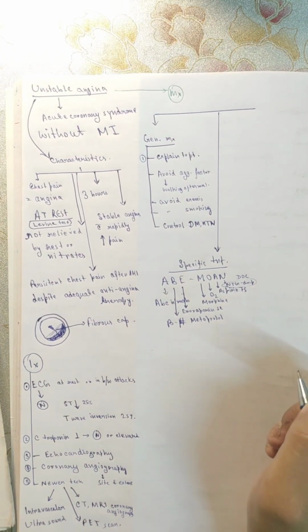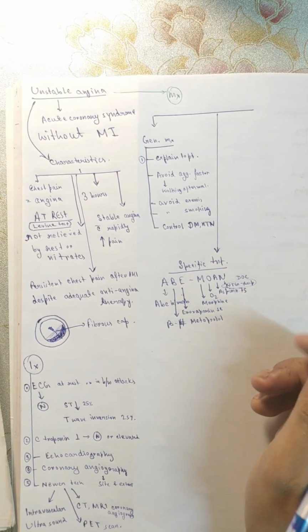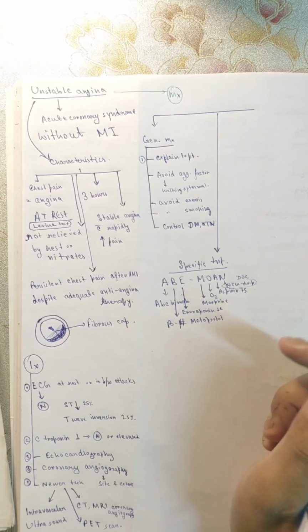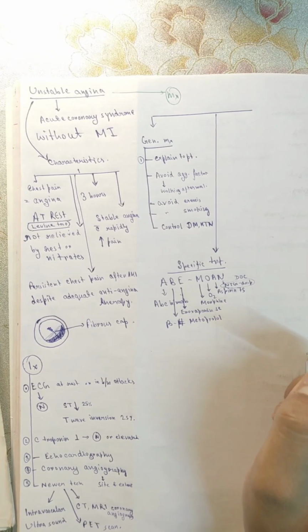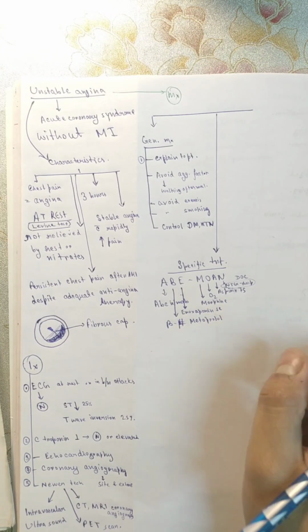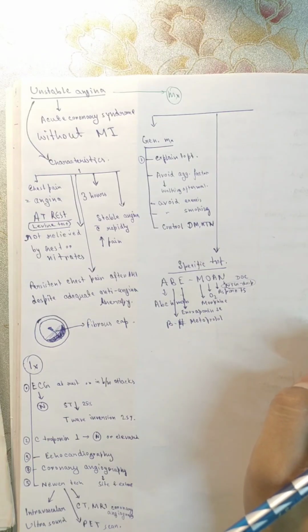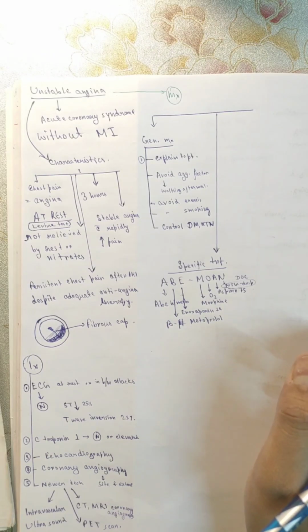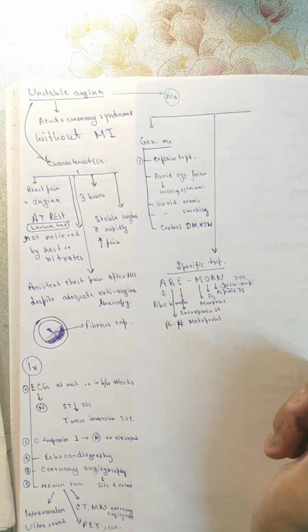Now how will I give it? Tab isosorbide mononitrate, 1 tab in the morning and evening. In case of acute pain, use glyceryl trinitrate sublingually to relieve the pain within 2-3 minutes. Once pain is relieved, spit out the tablet.